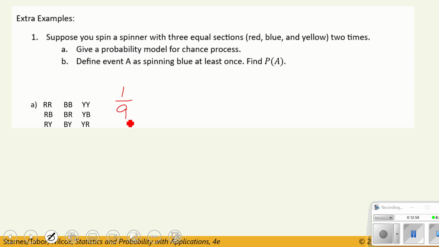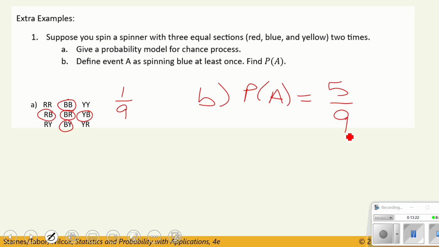Okay, part B then wants us to find the probability that we have at least 1 blue. All right, so go in there. Everywhere there's at least 1 blue. There's at least 1 blue. Here's at least 1 blue. So everywhere you see a B. So it looks like we have 1, 2, 3, 4, 5. So our probability should be 5 out of 9.